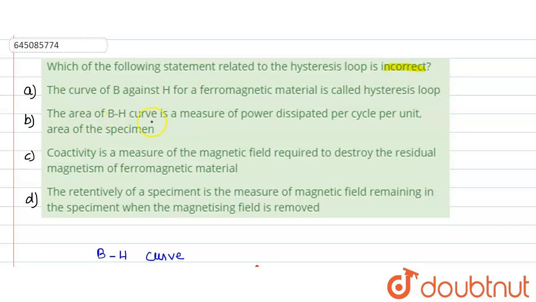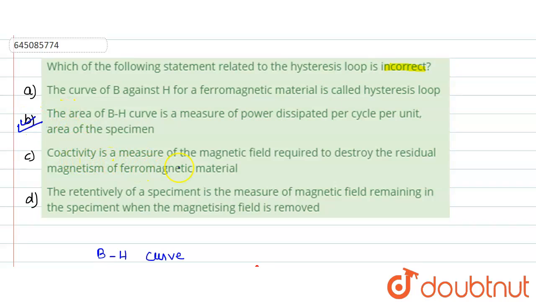The area of the BH loop is a measure of power dissipated per cycle per unit area of the specimen. Now this statement is wrong. It is not a measure of the power, but it is a measure of the amount of energy which is lost in applying the external magnetic field. So this statement is the incorrect statement, and this would be our correct option.